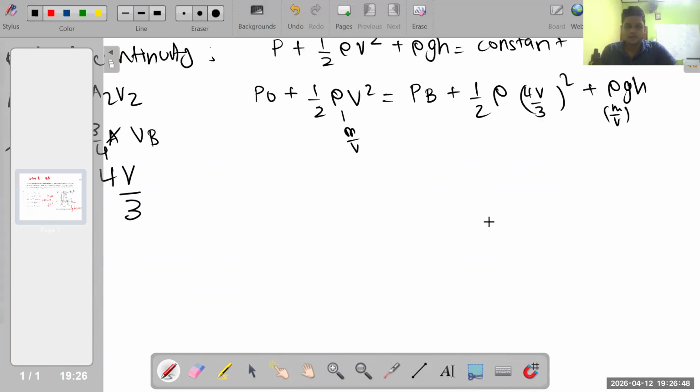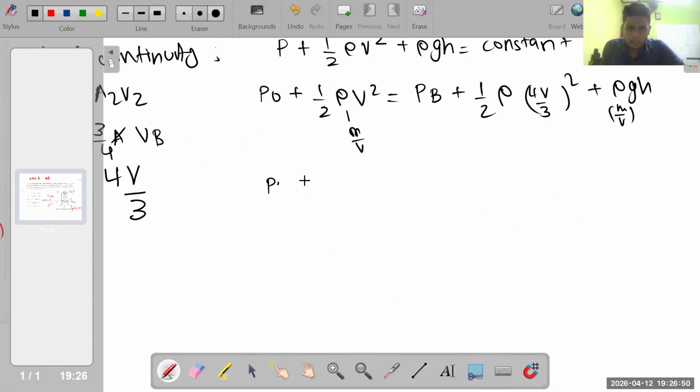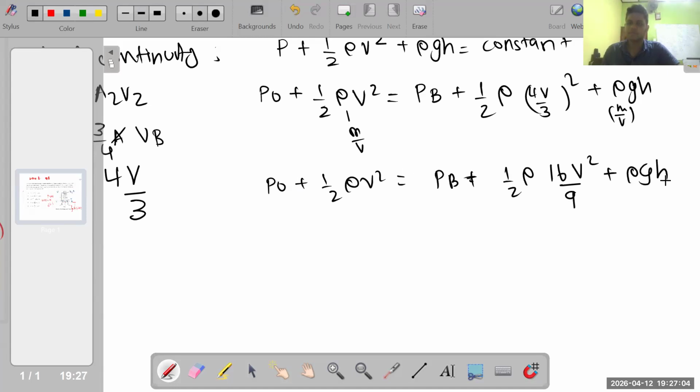So P naught plus half rho v square equals PB plus half rho 16v square divided by 9 plus rho gh. We can take all the components except PB onto the other side.